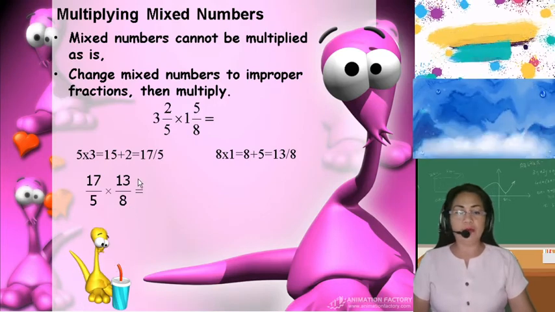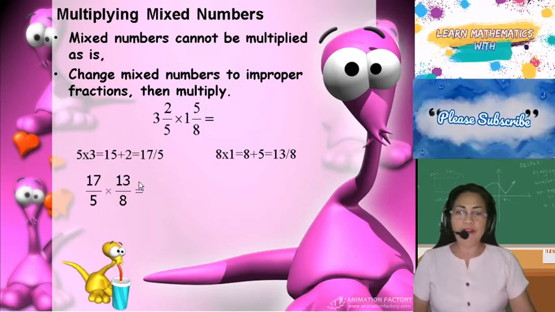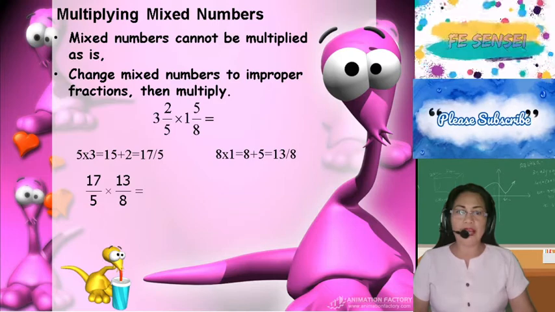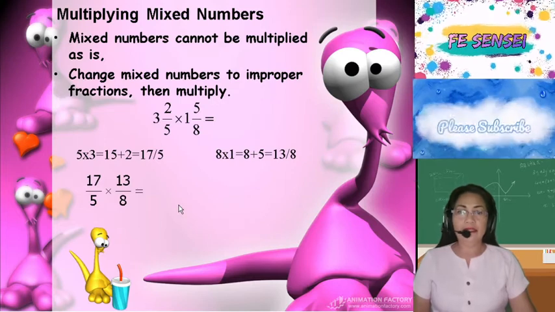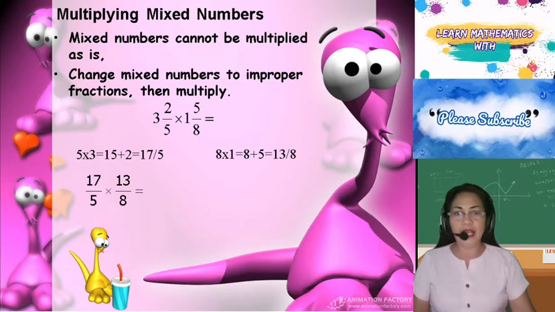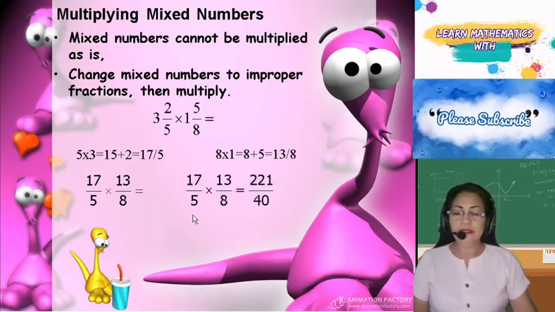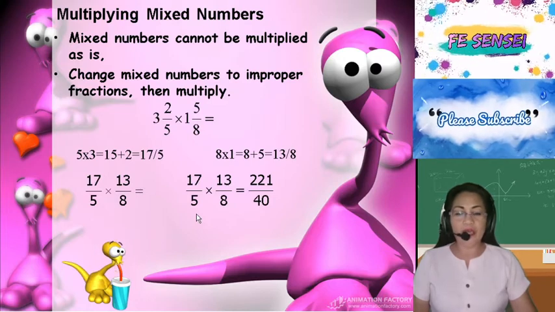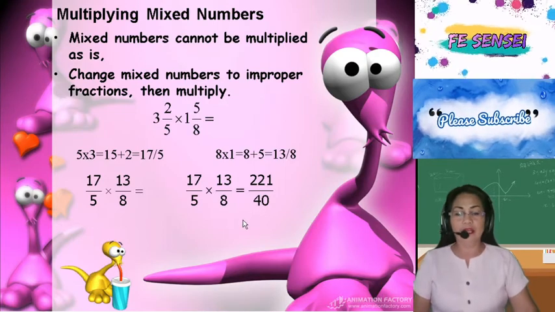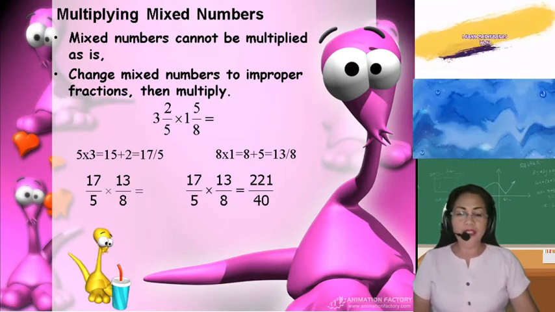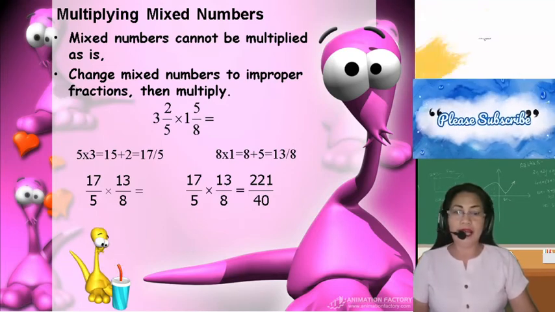After changing mixed numbers into improper fractions, we're going to follow the steps. Numerator times numerator, denominator times denominator, then reduce the fractions if possible. So, 17 times 13 equals 221, and 5 times 8 equals 40. So the answer now is 221 over 40. This is an improper fraction.